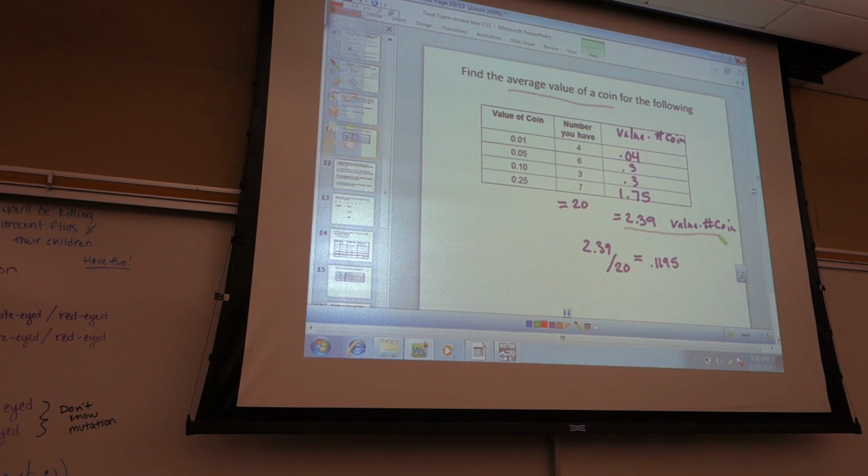So if I want the average value, then I should divide by the number of coins. Does that make sense for people? Yes. Number of coins, so that these two cancel out. So how many coins are there? There's 20 coins. Right?